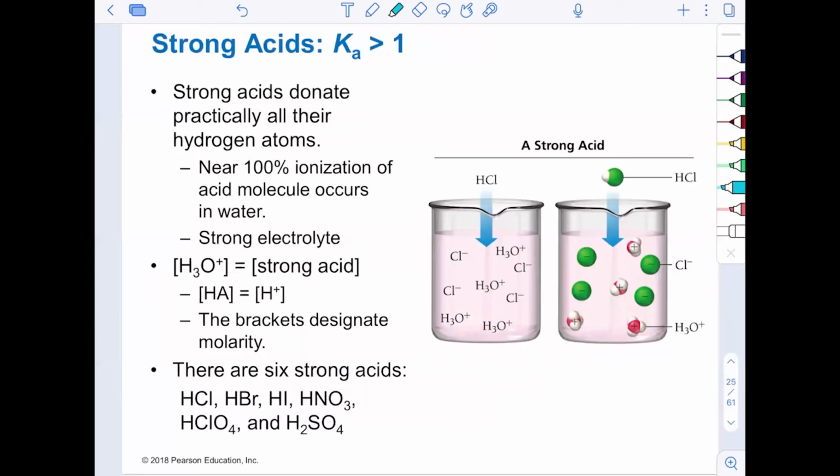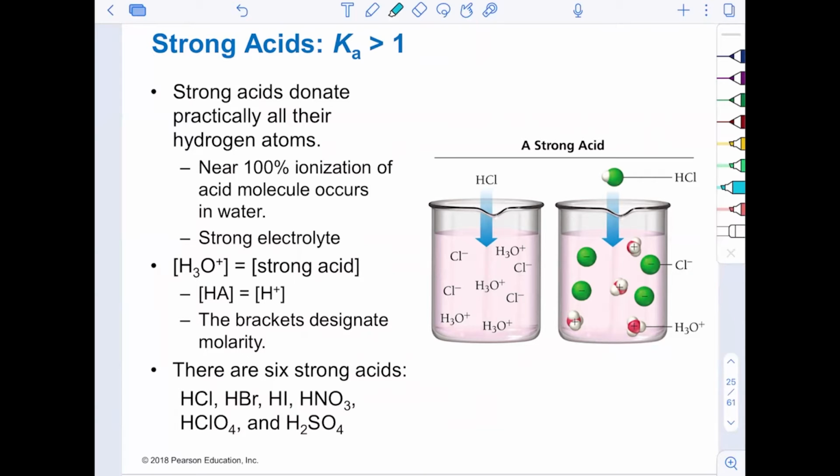All right, moving on to the Ka. Now, a Ka is specifically an equilibrium constant for an acid reaction with water. Strong acids donate all of their hydrogen atoms. We'll assume 100% ionization occurs. This is what we call a strong electrolyte. So H3O plus, we can identify as the product of a strong acid.